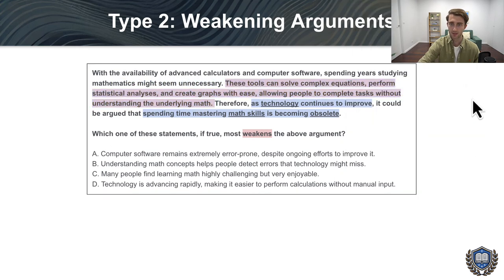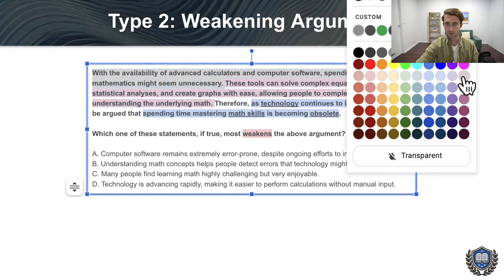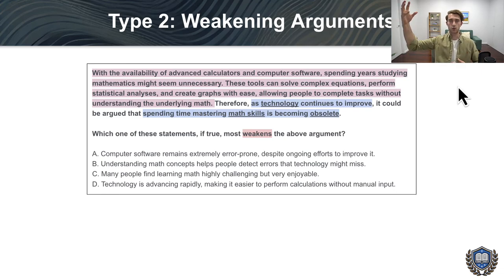That's pretty clear. Conclusion: as technology continues to improve, spending time mastering maths is becoming irrelevant. It's not needed. Why? Well, tools like calculators and computer software, so this is probably a real clear part of the reasoning as well. Because we have calculators and computer software, studying maths isn't really needed. We can use these tools to solve complex equations, perform analysis, create graphs. We don't need to do it in our heads, is what they're saying here.